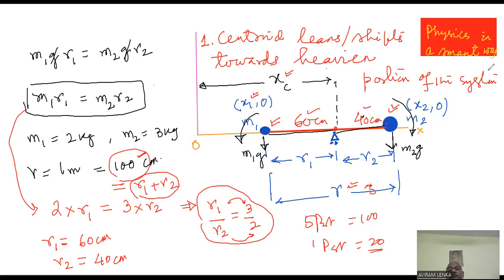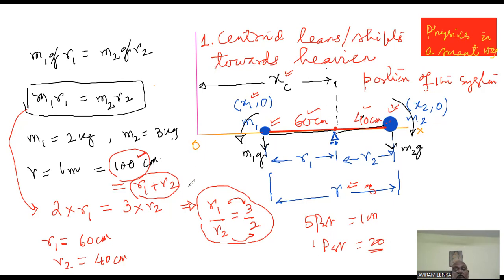The center of mass shifts towards, or is present towards, the heavier portion of the system. The heavier the masses are, the closer the center of mass will be to them and the farther from the smaller mass. That is present near the heavier mass. So that was our idea.